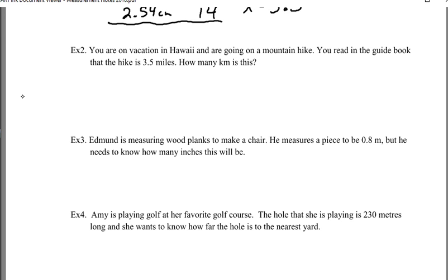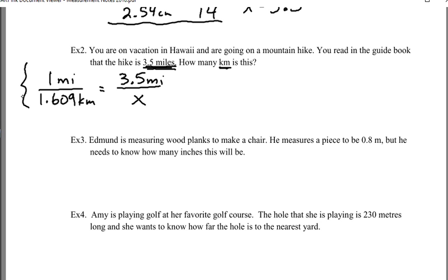You're on a vacation in Hawaii going on a mountain hike. You read in the guidebook that the hike is 3.5 miles. You want to know how many kilometers? Well, I know that 1 mile is 1.609 kilometers. So we know that the hike in Hawaii is 3.5 miles. So how many kilometers will that be? Ratio from the chart that we know, ratio we're trying to figure out. In this case, it works out to be, to the 10th place, 5 6/10 kilometers. 3.5 miles is 5 6/10 kilometers.